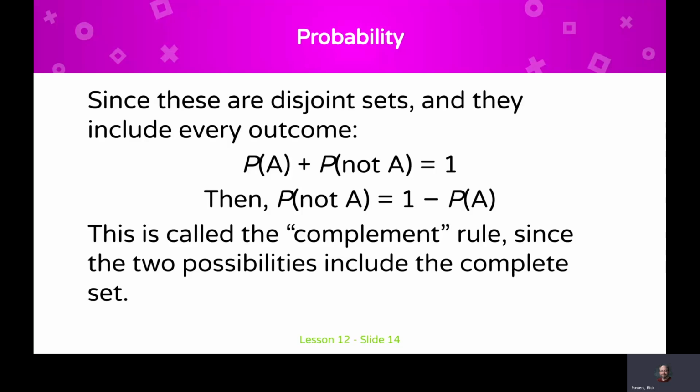Since these are disjoint sets and they include every outcome, the probability of A plus the probability of not A must be equal to 1. So then, the probability of not A equals 1 minus the probability of A. This is called the complement rule, since the two possibilities include the complete set.